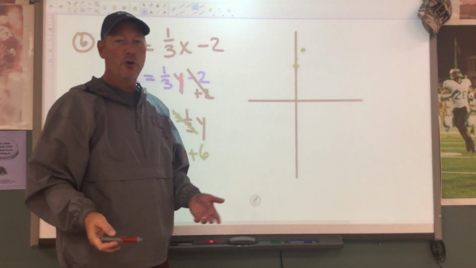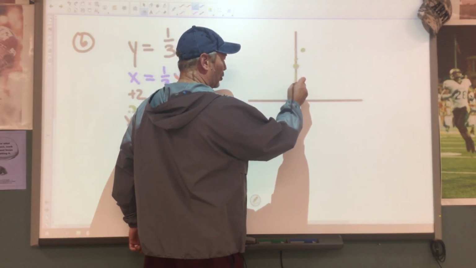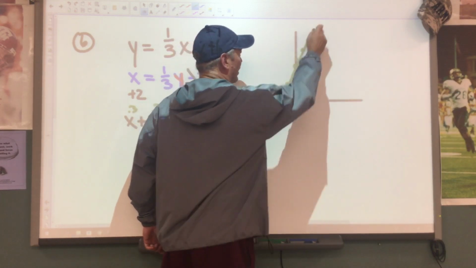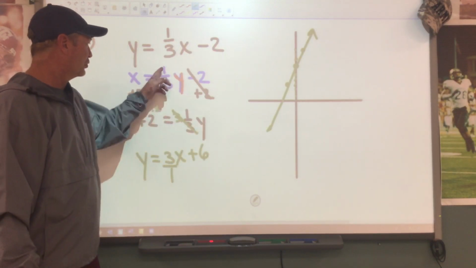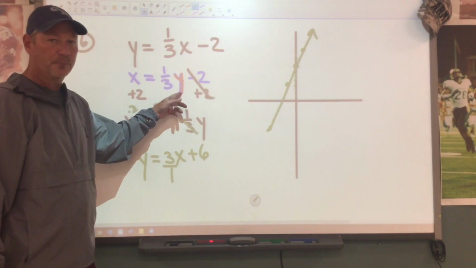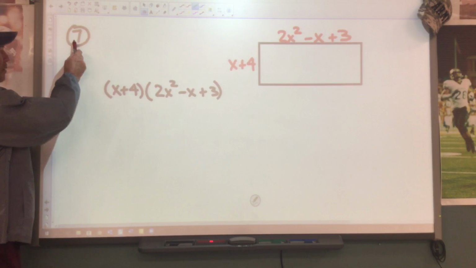If you run out of room, you can go the other way. I'm going to go down 1, 2, 3, to the left 1. We connect our dots, and that is the graph of our inverse. Switch the x and y, solve for the y value. Okay? Next problem. We're going to look at number 7.